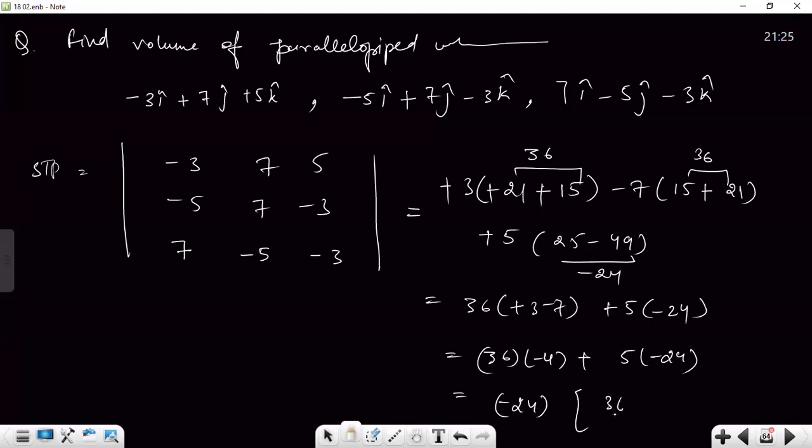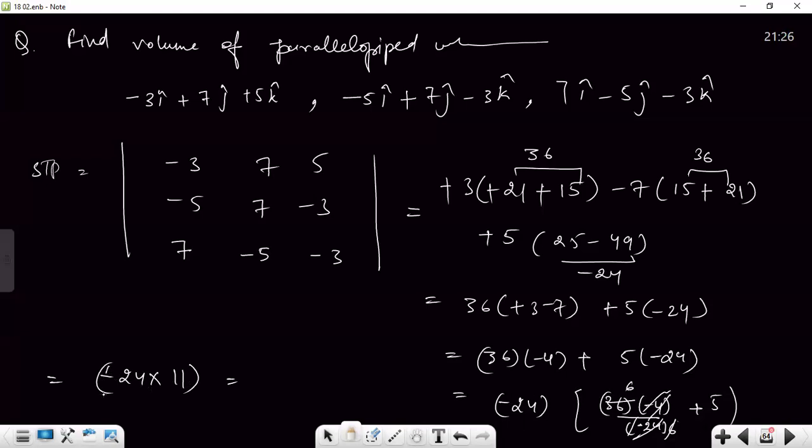So 36 into minus 4 divided by minus 24, because we have taken it common, plus 5. Minus minus cancels. 4 into 24, 6. And 6 is 36. 6 5 becomes minus 24 into 6 5 is 11. This is our answer.